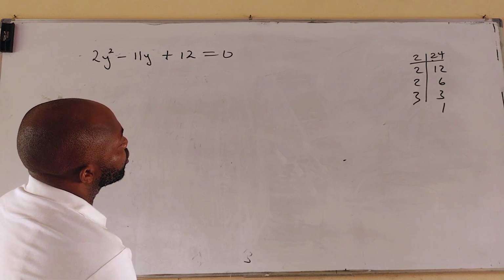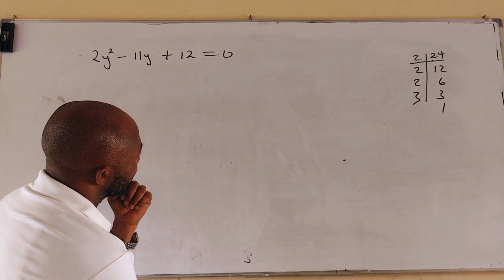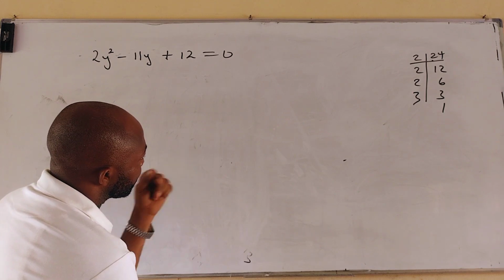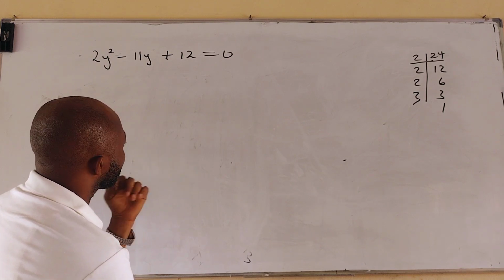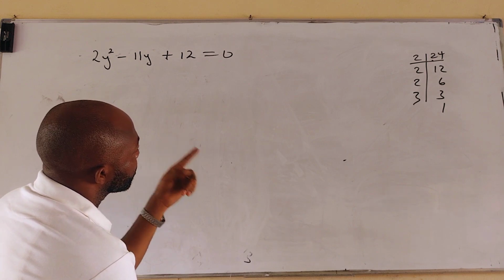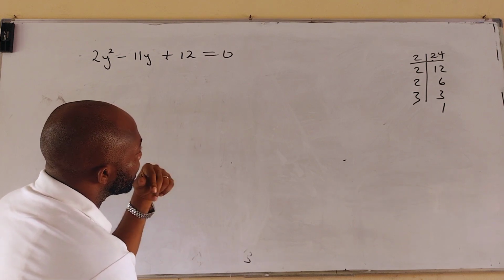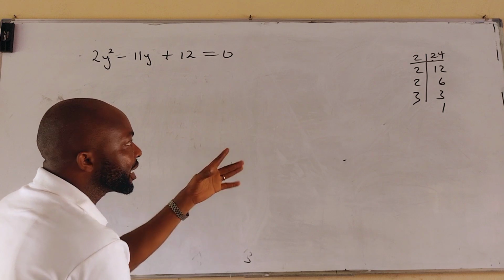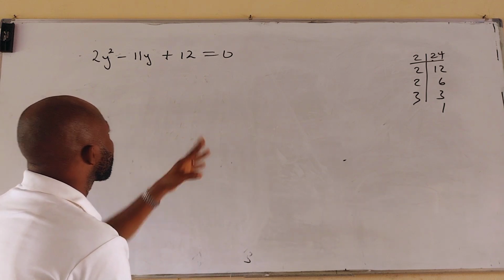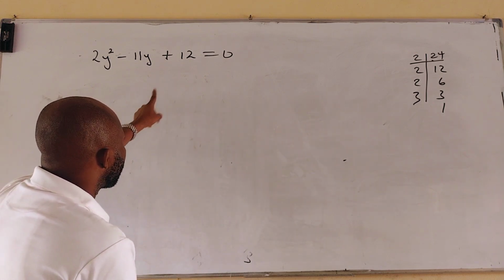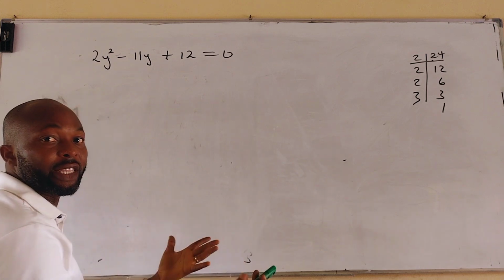3 times 2 is 6. 2 times 2 is 4. 6 and 4 give us 10, it's not. 2 times 2 is 4, 4 times 2 is 8, 9, 10, 11. So 8 and 3 can go. 8 and 3 can give us this, and 8 times 3 can give us 24. So let's use 8 and 3.